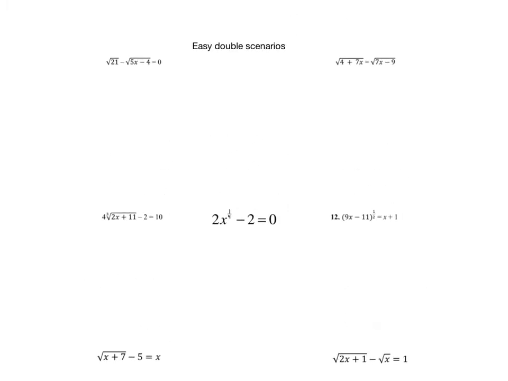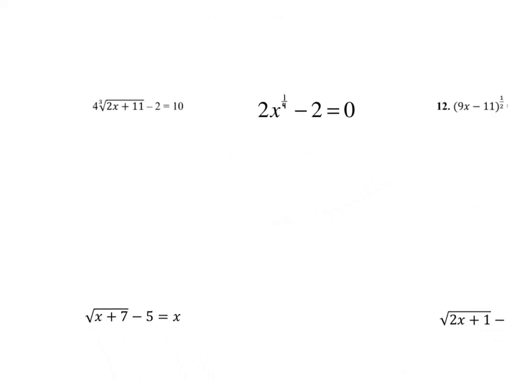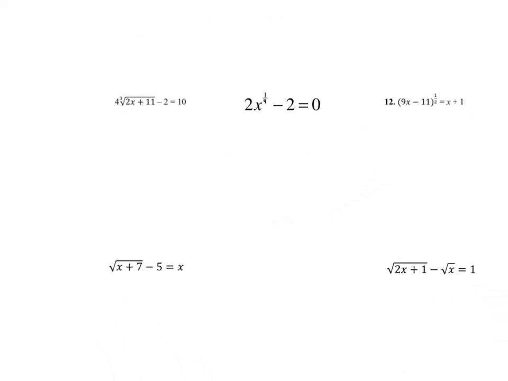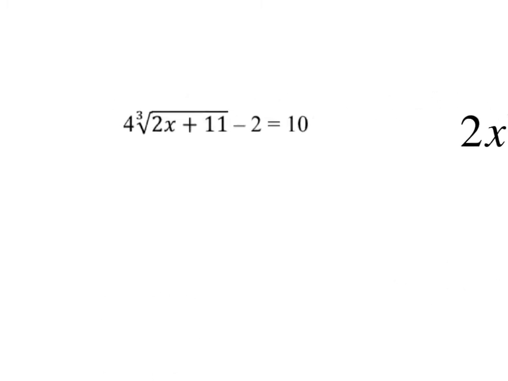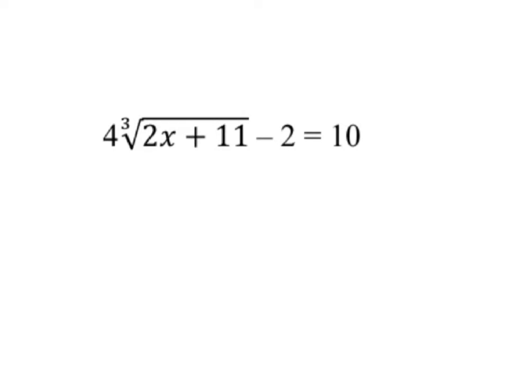We ended yesterday with some easy double scenarios. And these will be a little bit more involved. These are going to have a couple different unique scenarios that happen, but the overall concept of isolating the radical will still exist. So let's jump into this one. What makes this problem unique is that now it's a cube root.